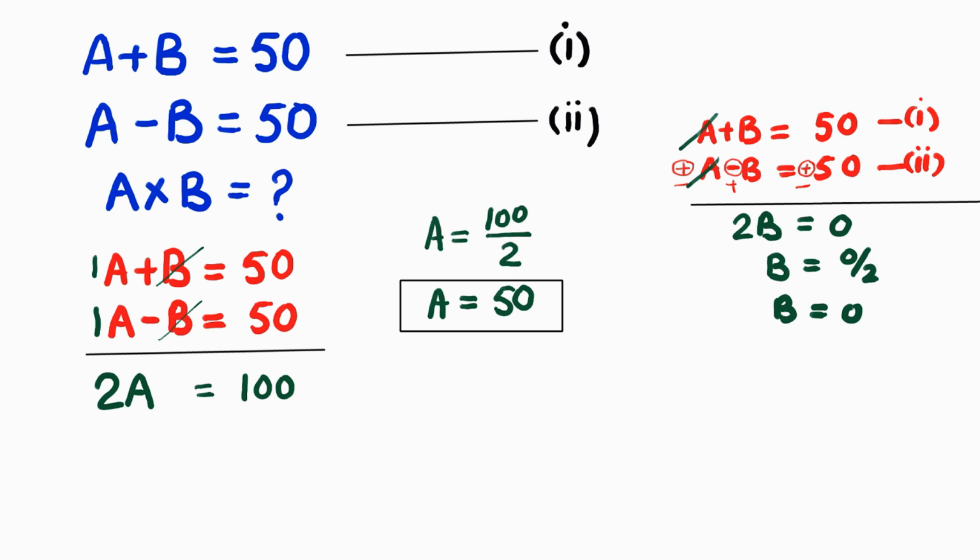Now our target is a multiplied by b. So a multiplied by b will be equal to the value of a is 50 and the value of b is 0. So a multiplied by b will be equal to 0.